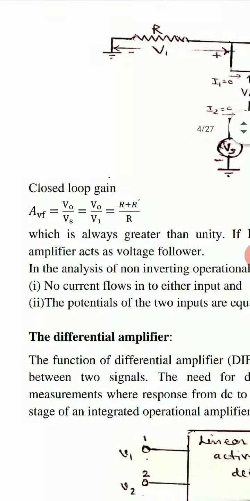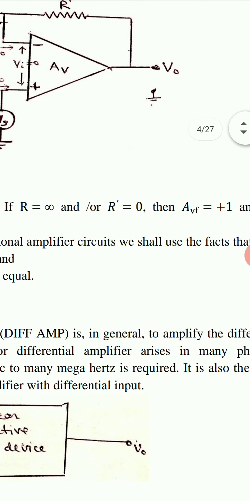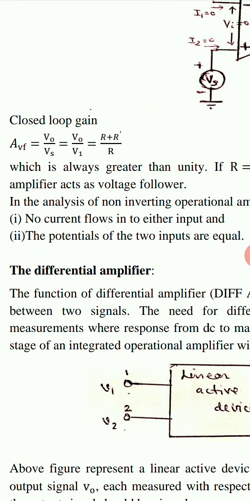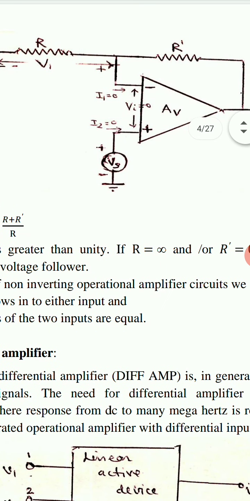In this analysis of the non-inverting operational amplifier circuit, we have used the fact that no current flows into either input and the potentials of the two inputs are equal. I1 is 0, I2 is 0, Vi input voltage is 0 because potential at inverting and non-inverting terminals are the same. Vs is equal to V1.